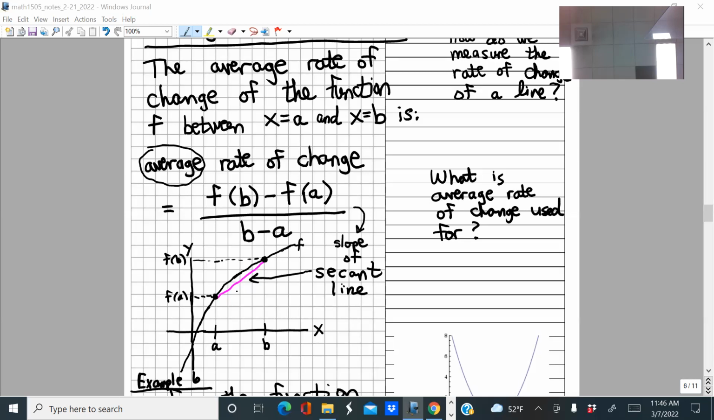So again, what's the purpose of average rate of change? It's like the slope of a line. It gives us a way of measuring how fast the curve is increasing or decreasing from some value on the x-axis to a second value on the x-axis.